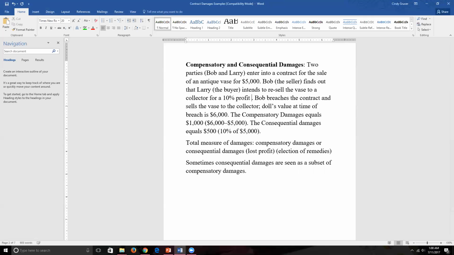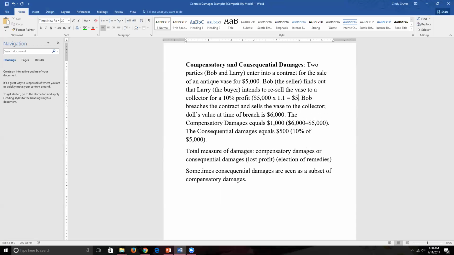Let's just do a little parenthetical here. 5,000 times 1.1 equals, so that's the price. So basically Larry is flipping the antique vase. Hopefully not literally, because that could cause it to break, but metaphorically, that's what he's doing. He's going to pay Bob $5,000. He's going to be able to turn it around and sell the vase for $5,500 to somebody else. So Larry makes a very quick $500 profit.